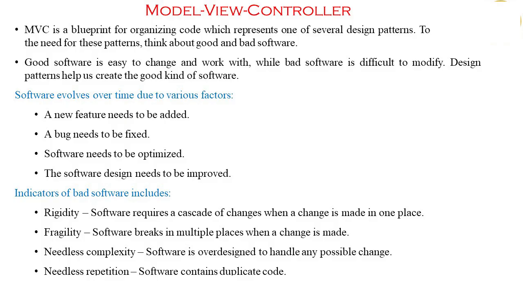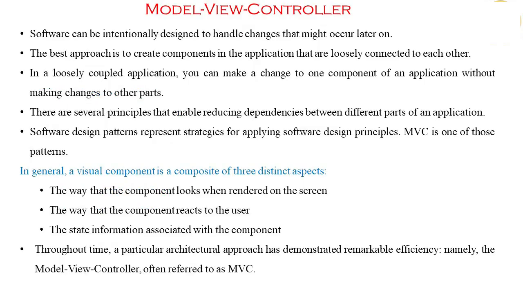Software evolves over time due to various factors. A new feature needs to be added. A bug needs to be fixed. Software needs to be optimized. Software design needs to be optimized. Indicators of bad software design: rigidity, fragility, needless complexity, and needless repetition.